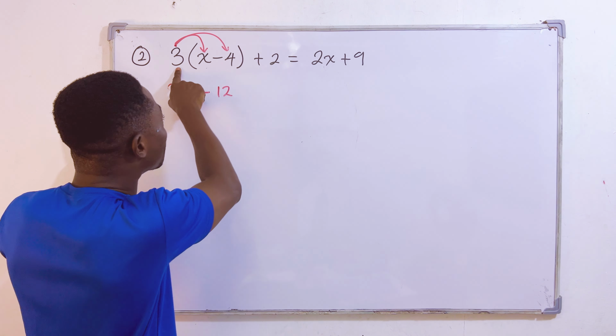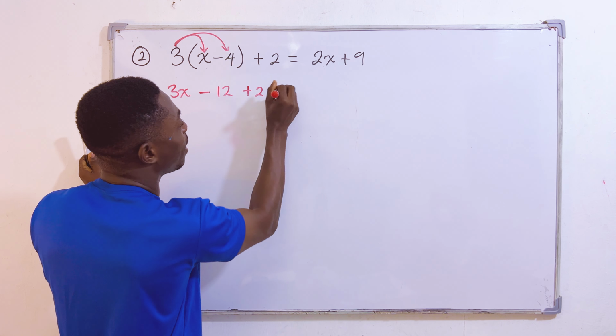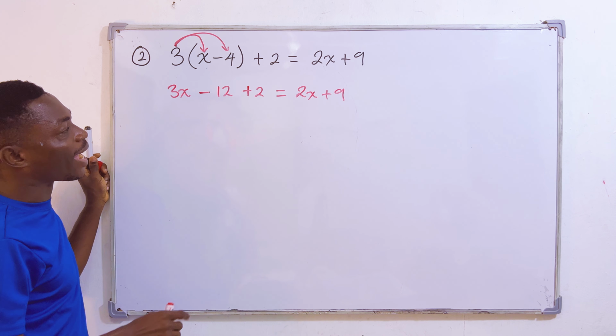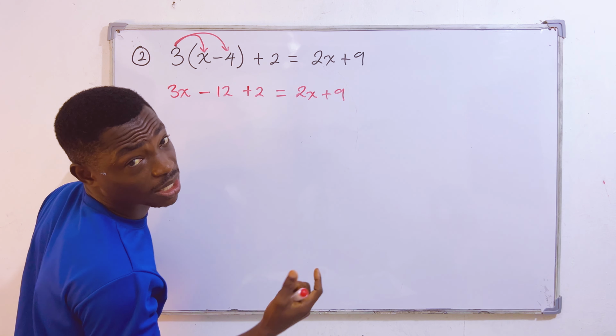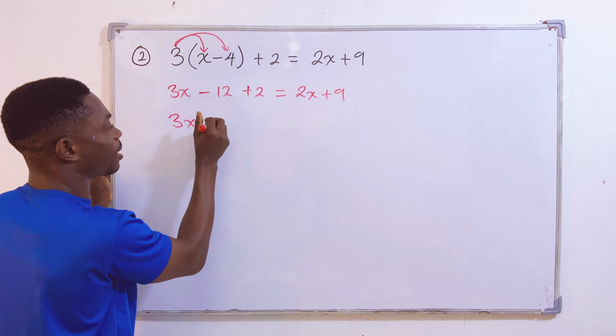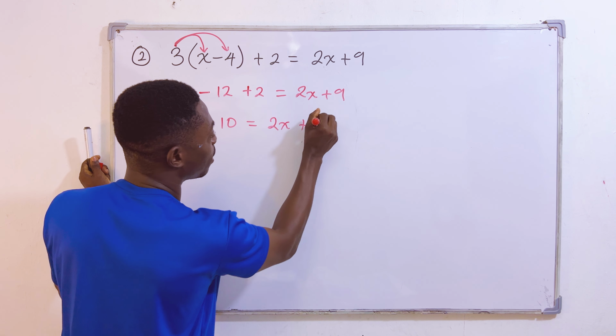Keep in mind, this 3 is never affecting this 2. So I'm going to have to keep it like that. Then the right hand side will still remain the same. Now over here, I can just combine this before grouping like terms. It depends on you though. Cool. So I'll keep this. Then this plus that is giving me negative 10. And this is equal to 2x plus 9.